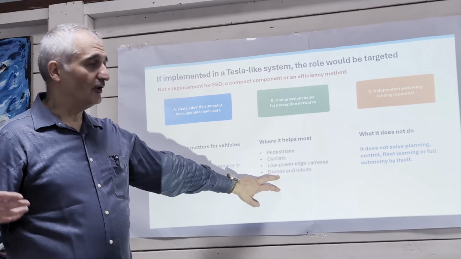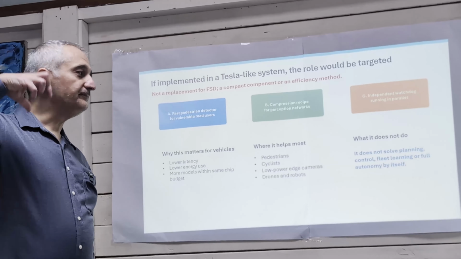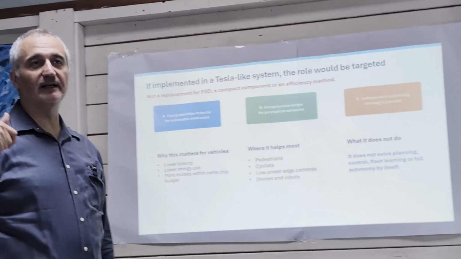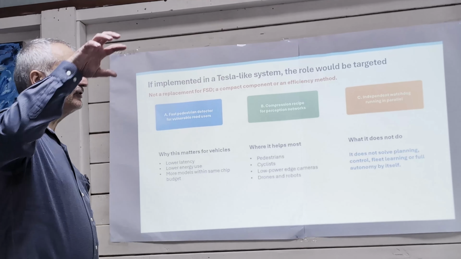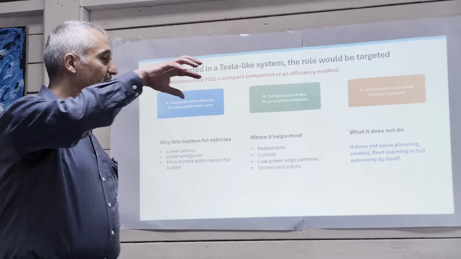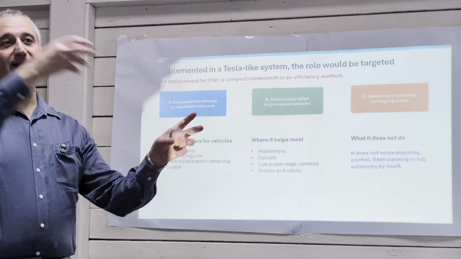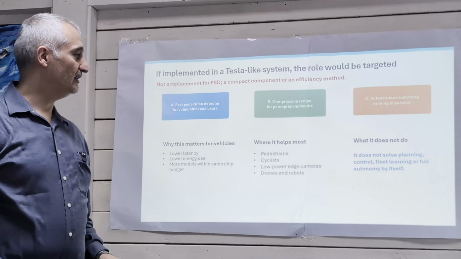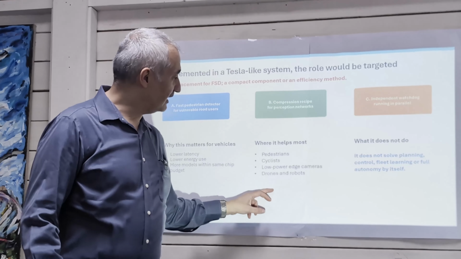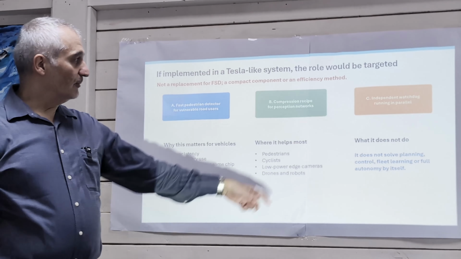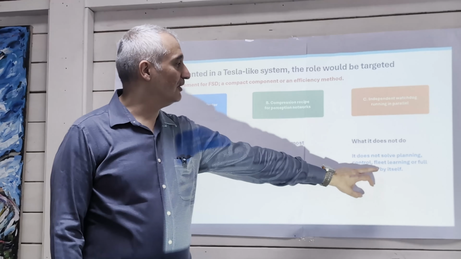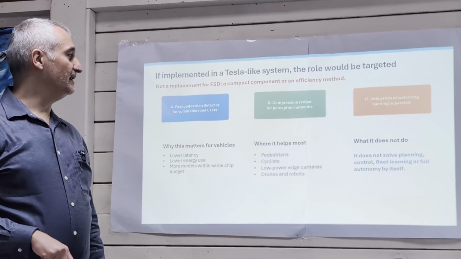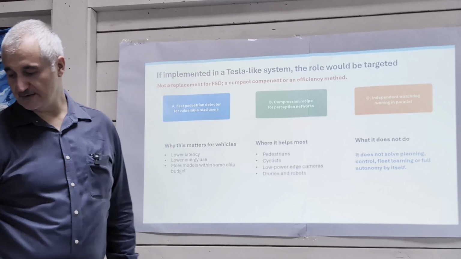It could also be used on drones that can do the human detection themselves instead of streaming the data to a data server. Rescue drones can be roaming around and then say, okay, I found a human, instead of sending the video and then the center crunching the numbers trying to figure out whether there's a human there. So like in disaster situations. What it's not doing is solving planning, control, fleet learning, or full autonomy by itself, but it actually augments the existing human detection side of it.